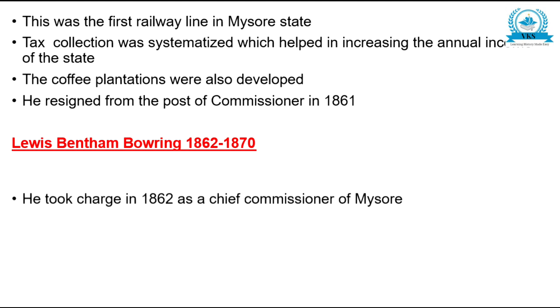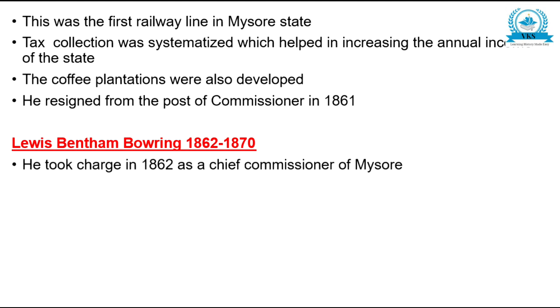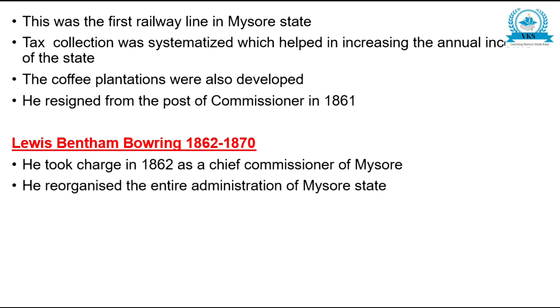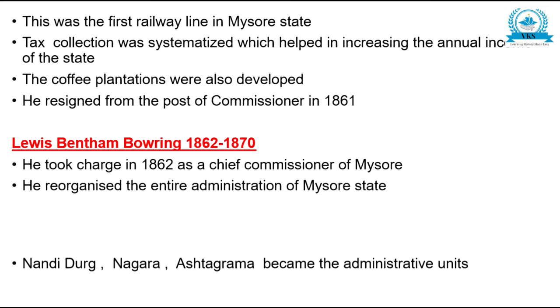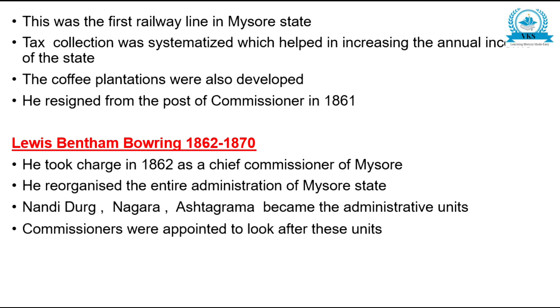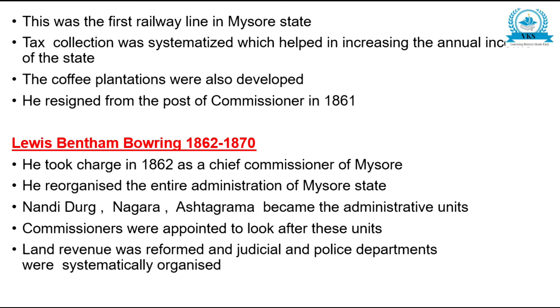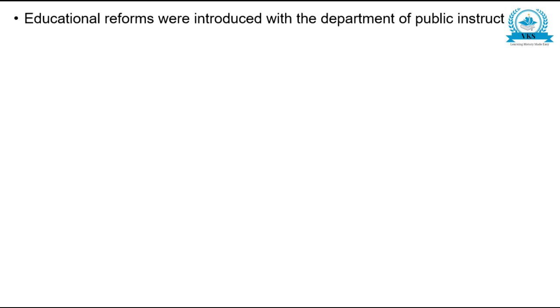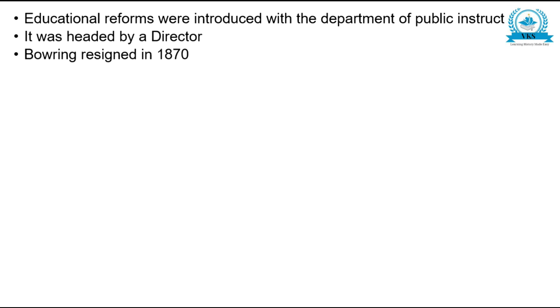Louis Bentham Bowring, he took charge in 1862 as a chief commissioner of Mysore. He reorganized the entire administration of Mysore state. Nandidurg, Nagara, Ashtagrama became the administrative units. Commissioners were appointed to look after these units. Land revenue was reformed and judicial and police department were systematically organized. Educational reforms were introduced with the Department of Public Instruction. It was headed by a director.